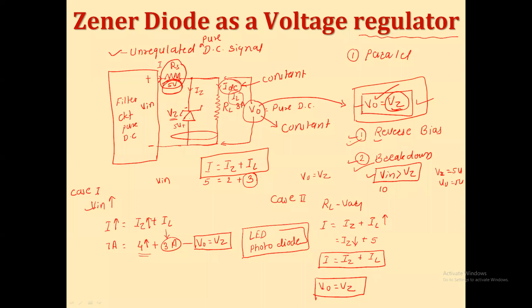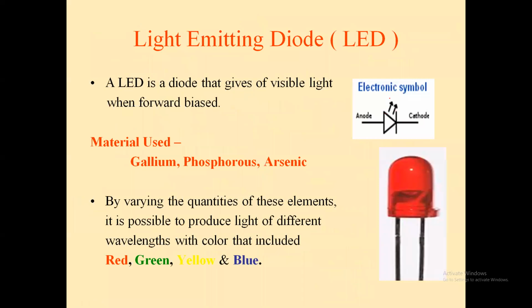Okay. Now the next point we are going to discuss today. This is the second type of special purpose diode. Before that, we discussed that the Zener diode is a special purpose diode. Now this is the second special purpose diode, and it is called the light emitting diode, or LED in short. I think you are familiar with the LED.